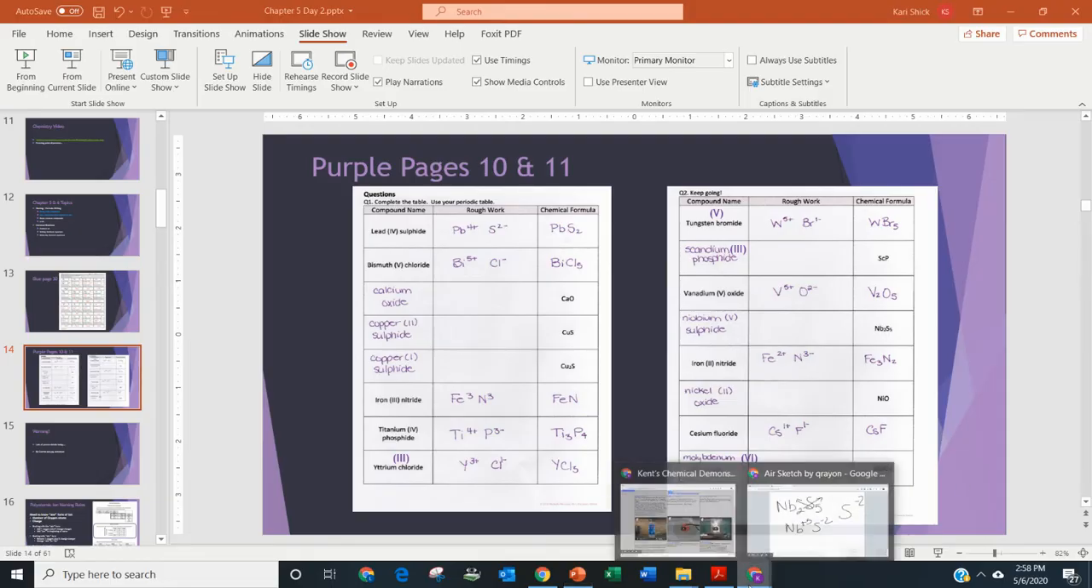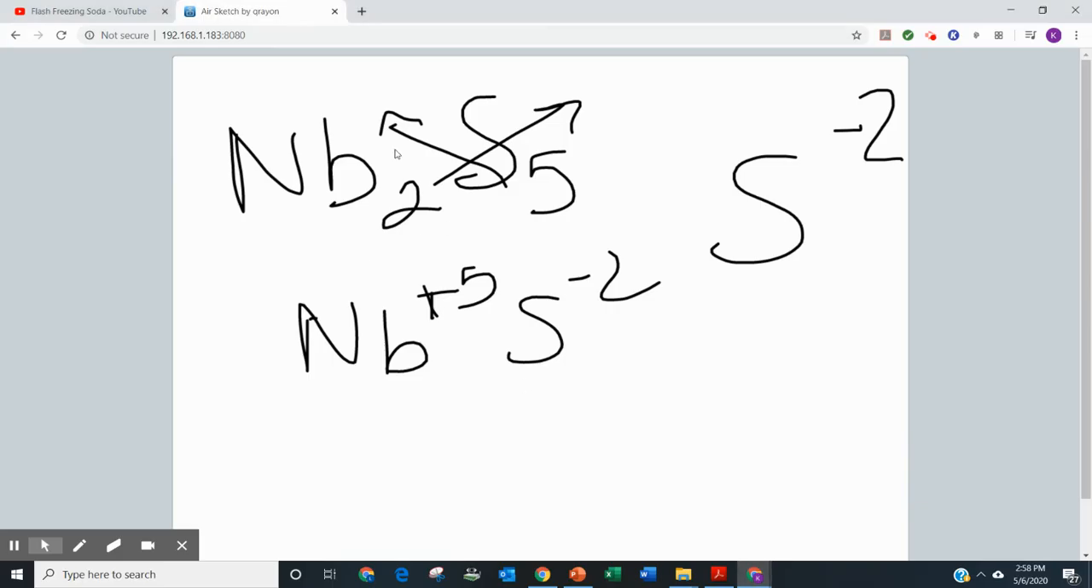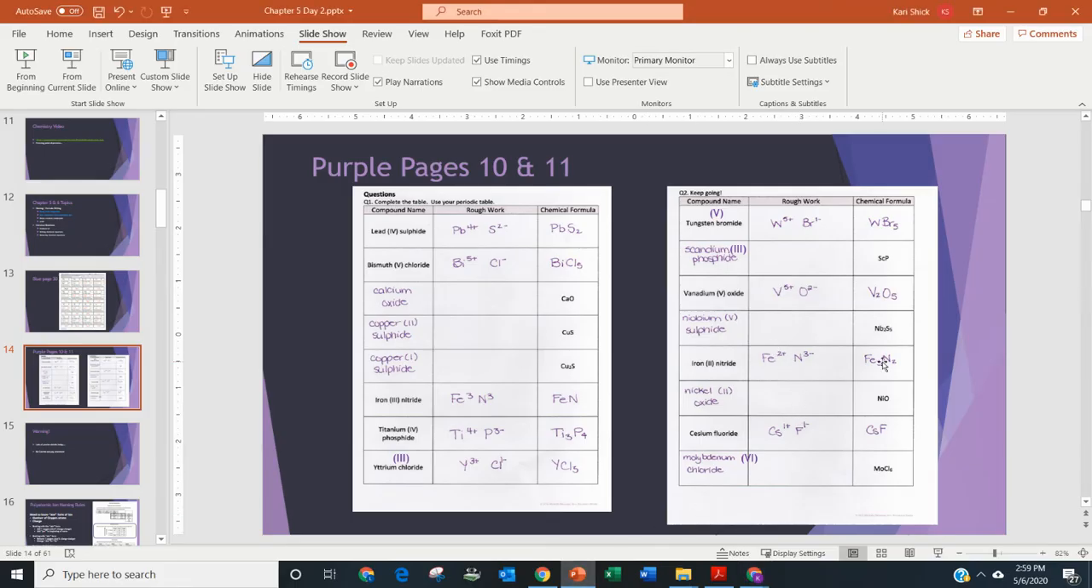So looking at the formula Nb2S5, we crisscross, reverse them back up. So we put the 5 up here with the niobium. The sulfur would have -2, and indeed, when we look at our periodic table, it does have a -2 charge. So that way, we know that niobium is going to have a +5 charge. So it'll be niobium parentheses 5 sulfide.